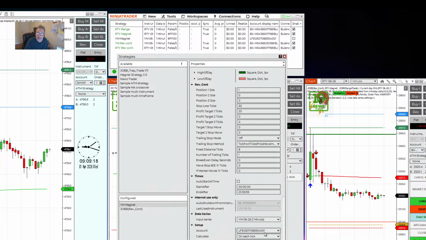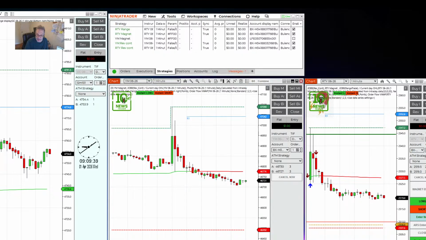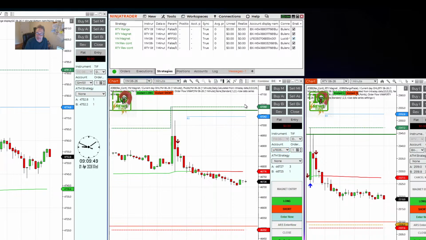Choose the account that you're trading in. Oh, were we doing YM in Lucid? Is that what we were doing YM in? Or were we using our small funded account? Let's do the YM in Lucid. YM magnet, okay. Let's put the YM on Lucid. So right now our YM magnet is on Lucid, high of day, low of day.